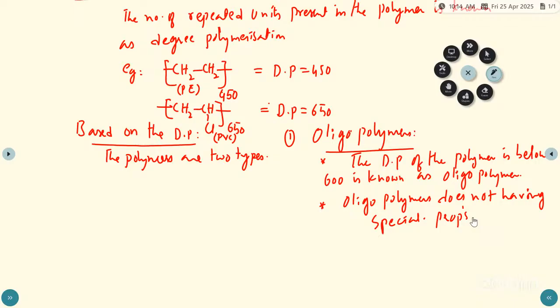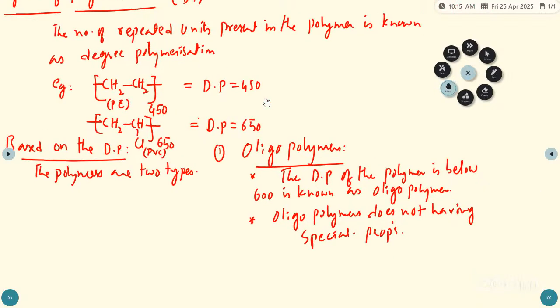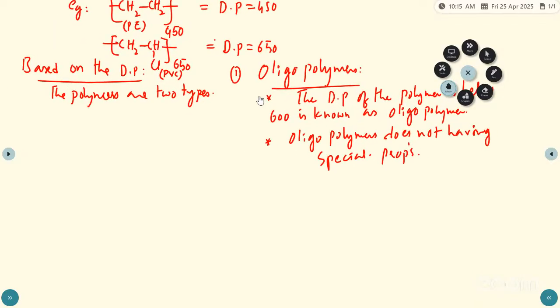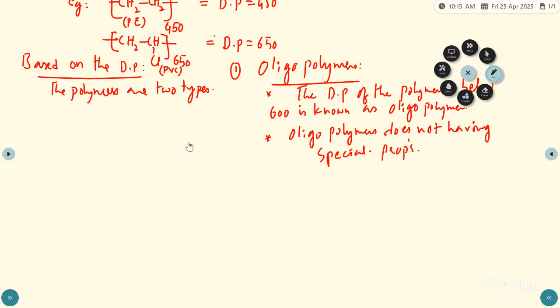And the next type of polymer is high polymers. One is oligopolymer and the second one is the high polymer. High polymers. So tell me, what are high polymers?